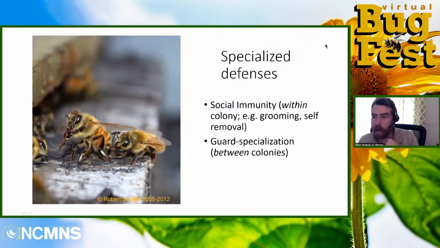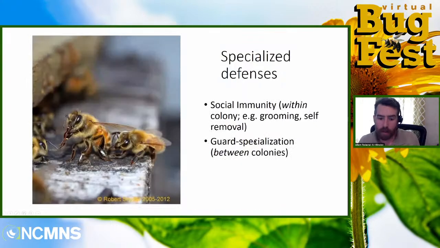We call this social immunity. And this can exist, you usually think of this existing within a colony. This is bees or ants or wasps doing something to prevent pathogens from being spread within their own colony. But we also have specialized defenses between colonies.